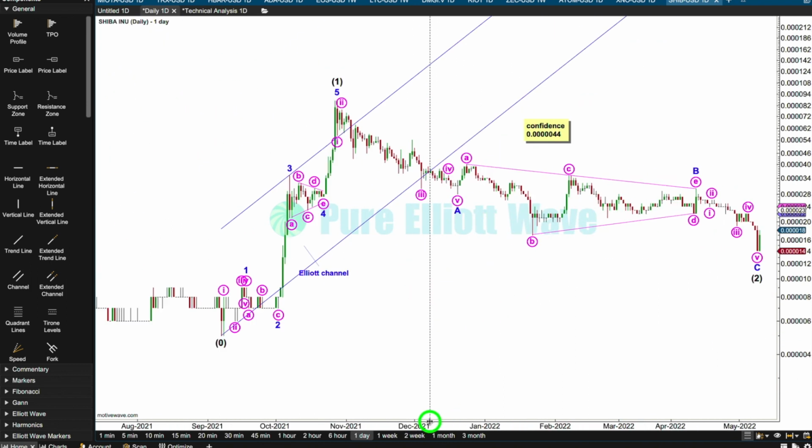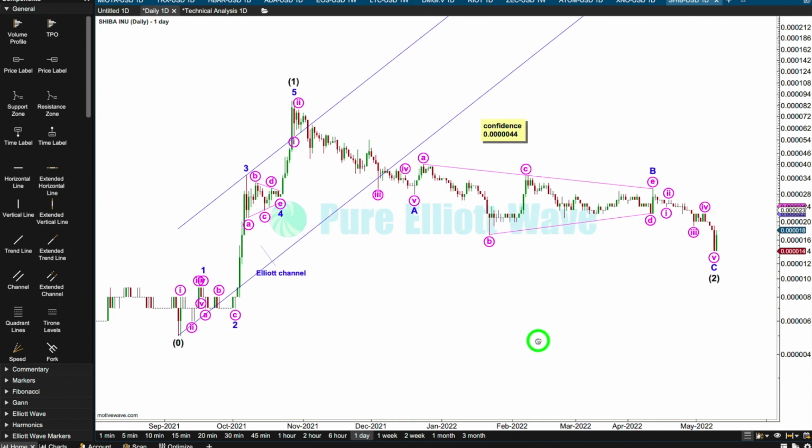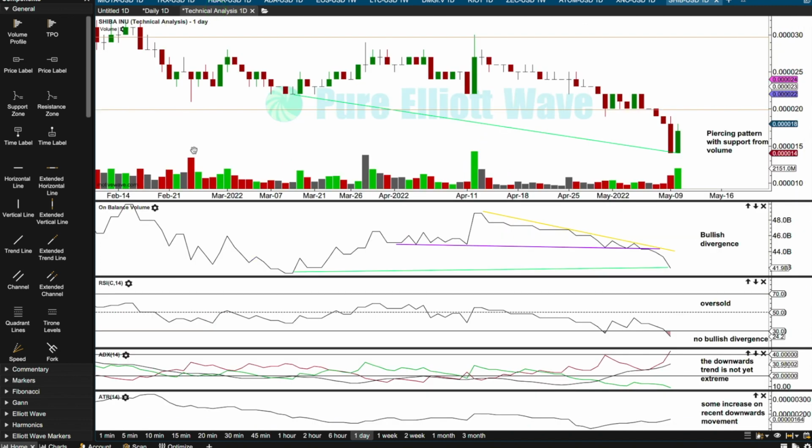But it could be over. Overall it has more of a corrective look. Choppy overlapping could be some kind of multiple zigzag. I don't know. Let's have a look at some classic analysis for this one. I think this is going to give us a better idea of what may or may not be happening.